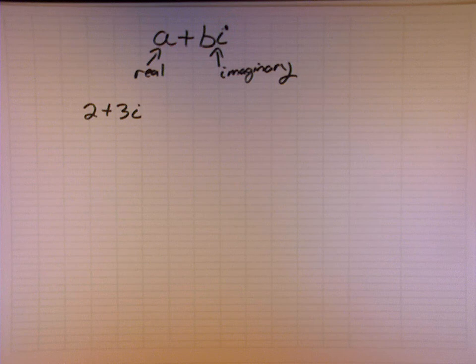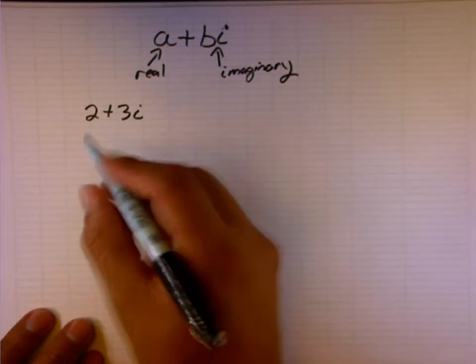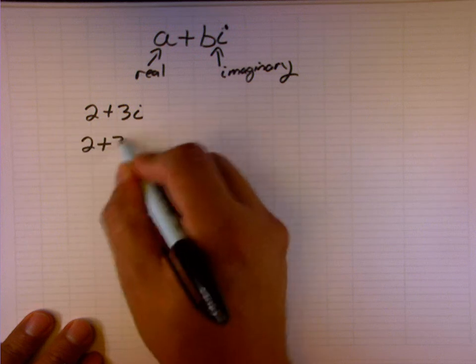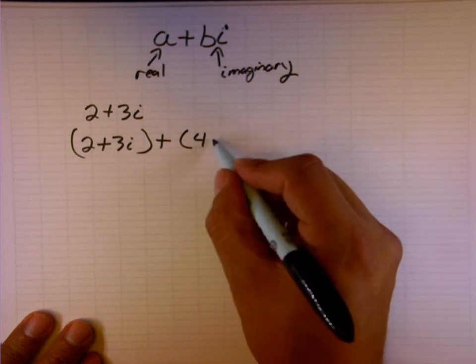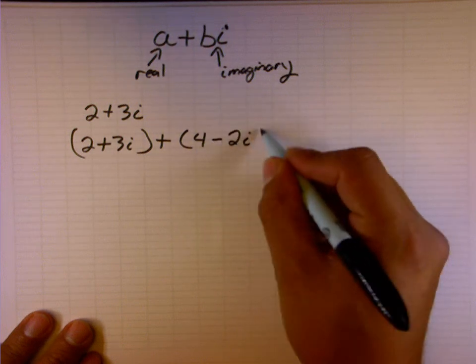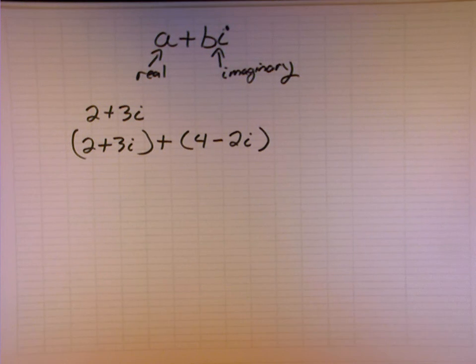So we're going to do some mathematics with complex numbers. First, we're going to talk about adding and subtracting complex numbers, and then multiplying complex numbers. And then, last but not least, we'll talk about rationalizing a complex fraction. So, if I take two complex numbers, let's take this number, 2 plus 3i, and I add 4 minus 2i to that number. So I have two complex numbers, the 2 plus 3i, and the 4 minus 2i.